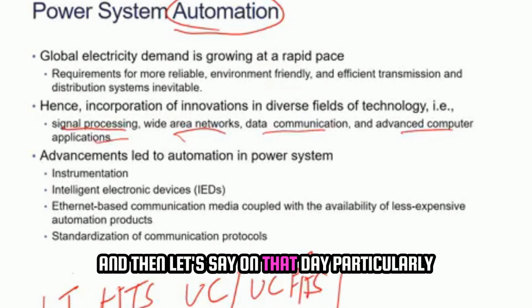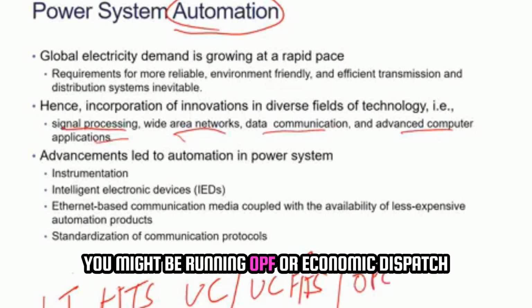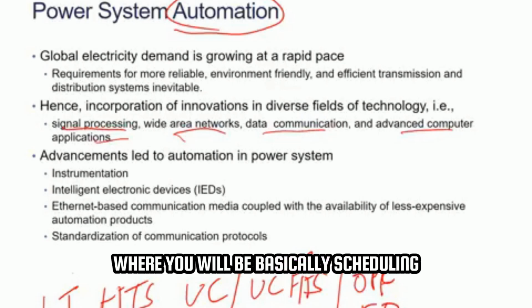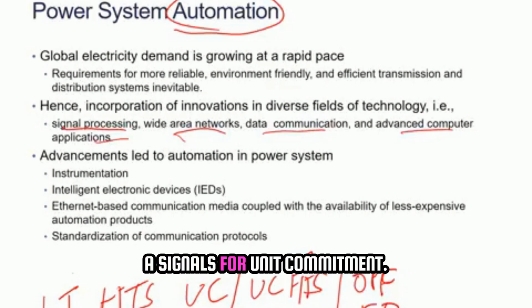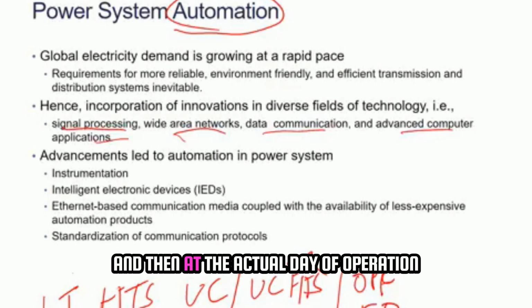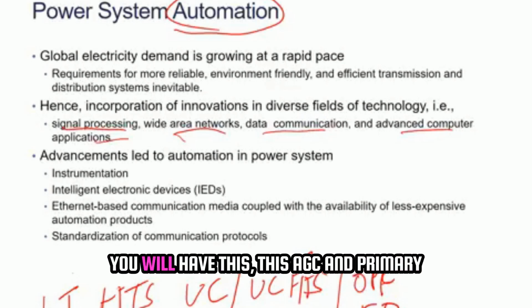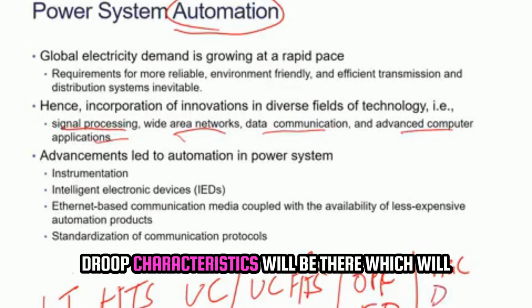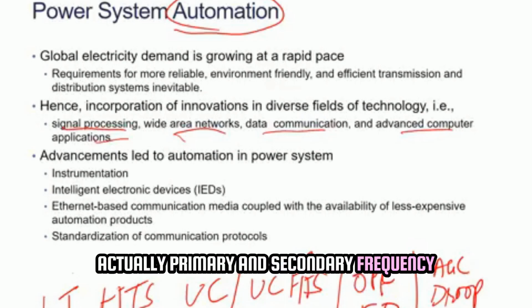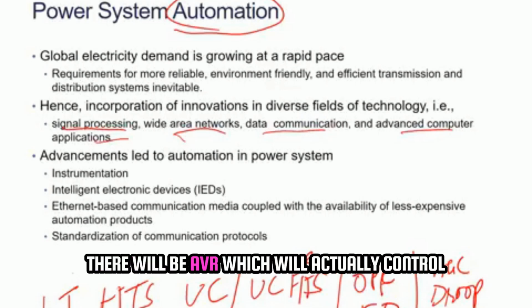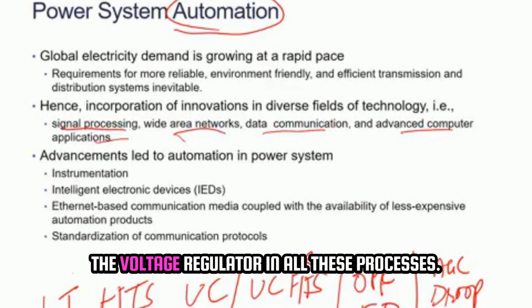Then on that particular day you might be running OPF or economic dispatch, where you will be scheduling the generators based on the commitments. Your unit commitment is giving you the signals. And then on the actual day of operation, you will have AGC, and primary droop characteristics, which is primary and secondary load frequency control. There will be AVR, which will control the voltage regulator.